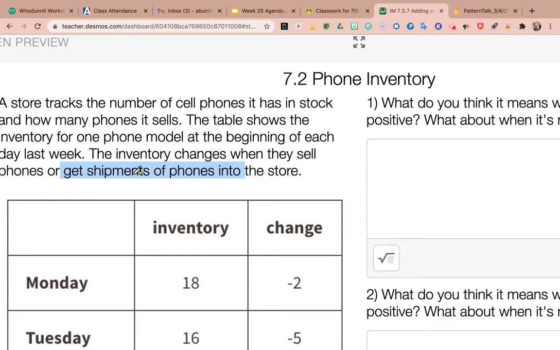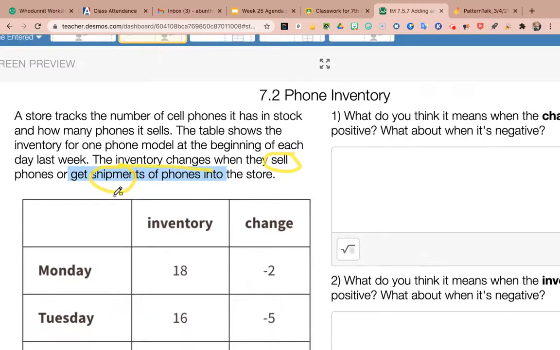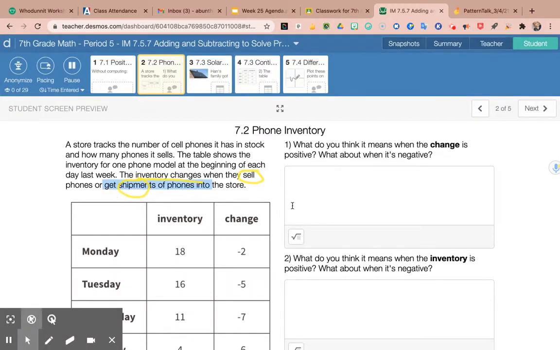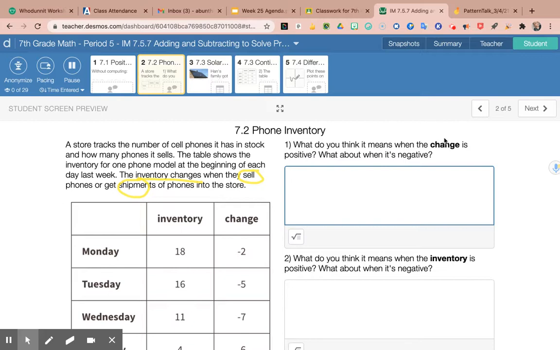So the inventory changes when they sell phones or they get shipments. So the question is, what does it mean when the change is positive? If the inventory change is positive, does that represent selling phones or getting a shipment?